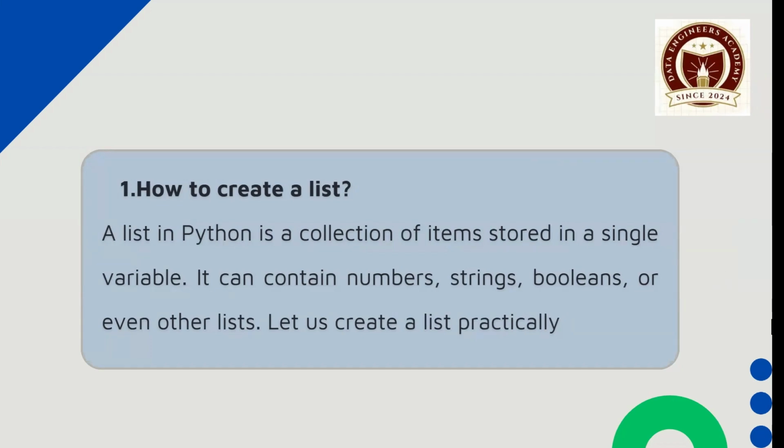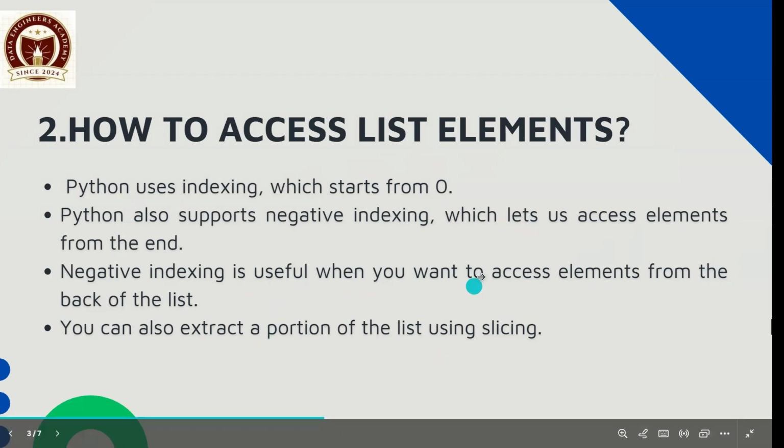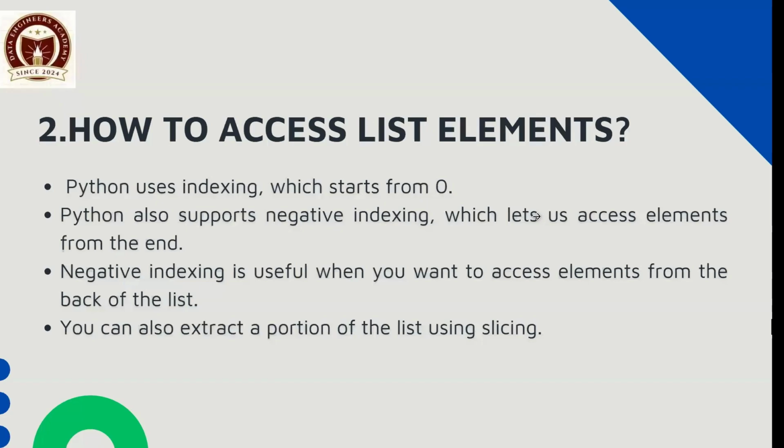And we will move into the next question. How to access list elements? Python uses indexing, which starts from 0. Python also supports negative indexing, which lets us access elements from the end. Negative indexing is useful when you want to access elements from the back of the list. You can also extract a portion of the list using slicing. Now we will see practically how to access elements in a list.